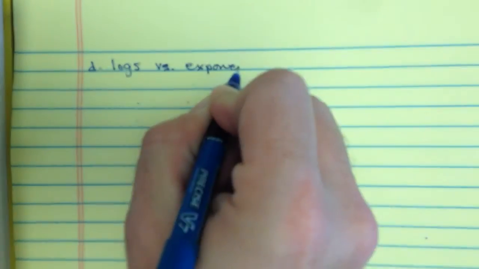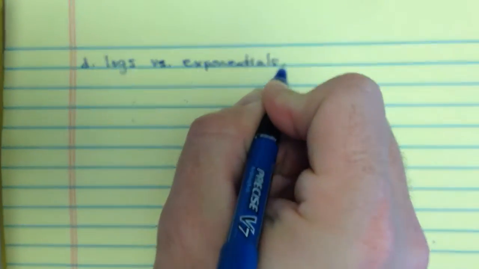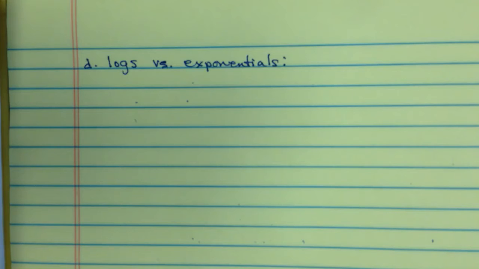We'll call this little d. Logs versus exponents, or exponentials. Okay, so the whole idea is, in math, you always learn to do one thing, then you learn to undo it. We learn to add, so then we learn to subtract. We learn to multiply, and then we learn to divide. Well, here we learn to take powers and apply exponents. Now we want to learn how to undo those, and logs will help us undo that.